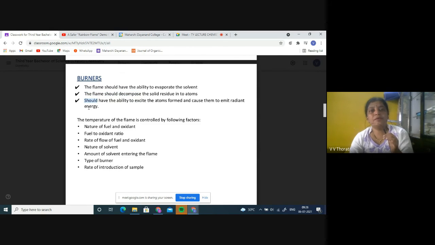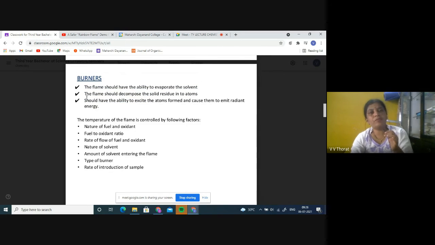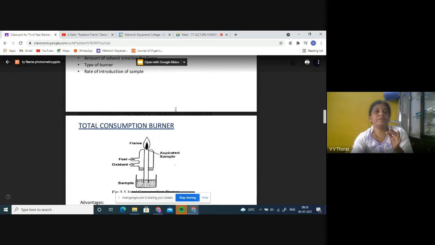So in the exam, some short questions are definitely asked. What is the role of burner in flame photometer? You should be able to write. बर्नर क्या करता है? सॉल्वेंट को निकालता है, एटम्स फॉर्म होता है, एटम्स के बाद they will absorb energy from the flame and get excited. This we will come to later on, the temperature of the flame.